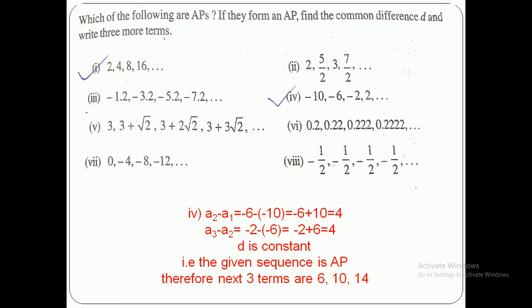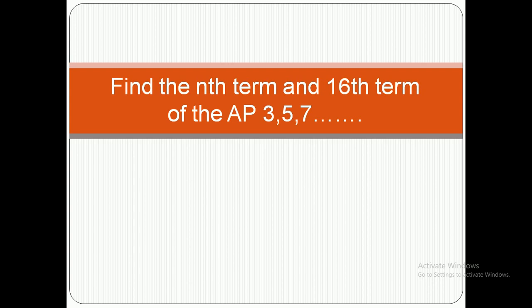Okay. So we will go to the next type of problems. Here you have a different type of problem. Find the nth term and 16th term of the AP 3, 5, 7, and so on. For this problem, you have to find the nth term and also the 16th term. First, let us concentrate on the nth term. The given AP is 3, 5, 7, and so on. So we will list out the given data.